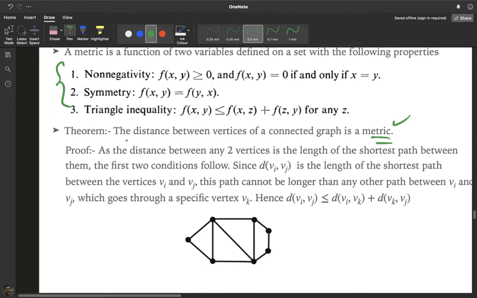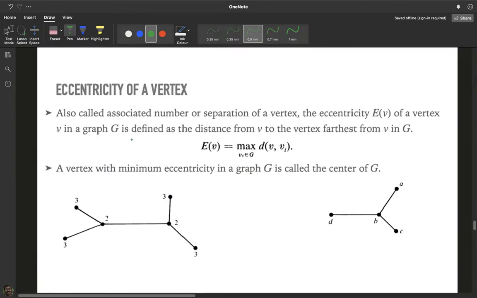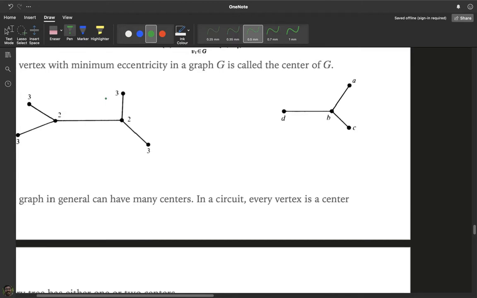Okay, and moving forward, now we will be discussing basically trees only. So we will only be considering trees now. Okay, so in trees, there are many vertices, so what do we mean by eccentricity of a vertex? Okay, what do we mean by eccentricity of a vertex? The idea is very simple. You take a vertex here. Suppose I take a vertex here.